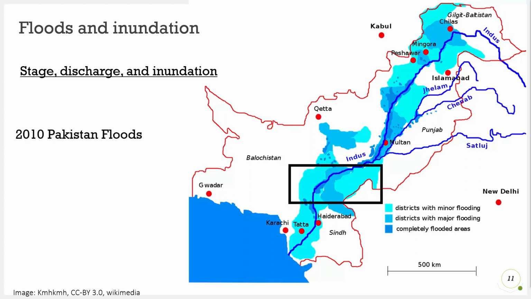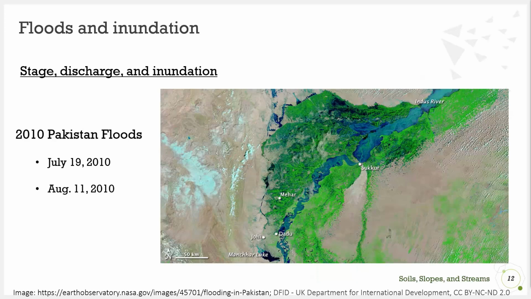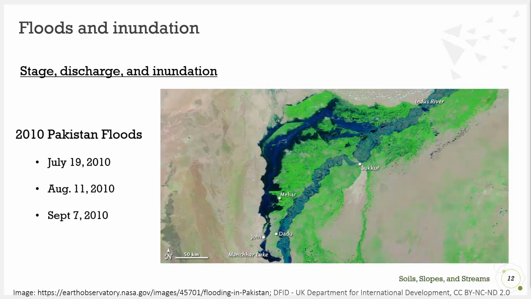We're going to zoom into this area shown by the black box to view the river change from satellite imagery. We're looking at 3 images of the Indus River Valley in July, August, and September. These are false color MODIS images from a NASA satellite taken in 2010, and you can see that as the waters rise, they exceeded the banks of the river and inundated large areas.